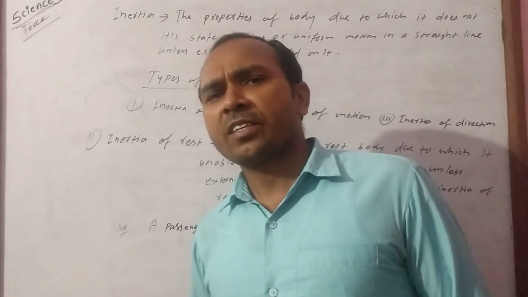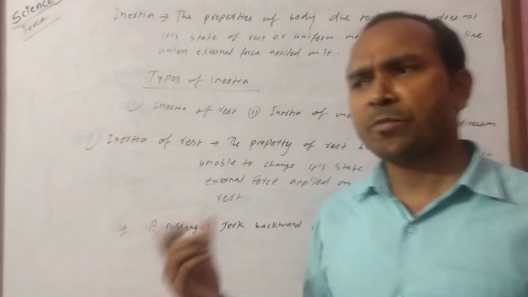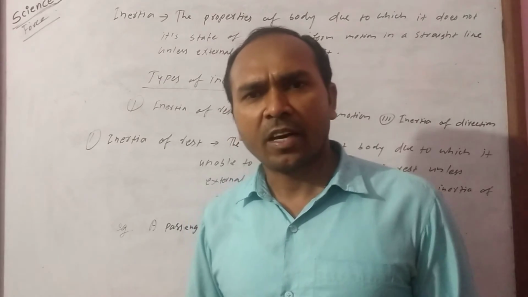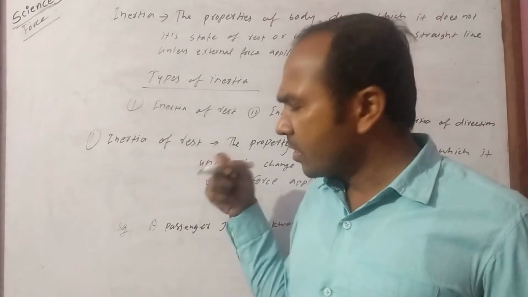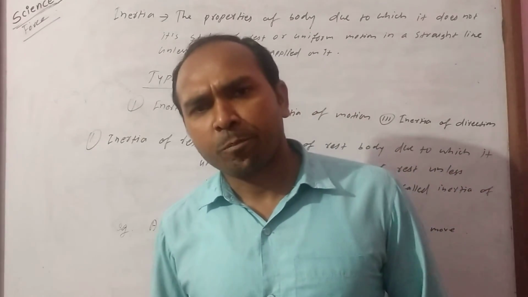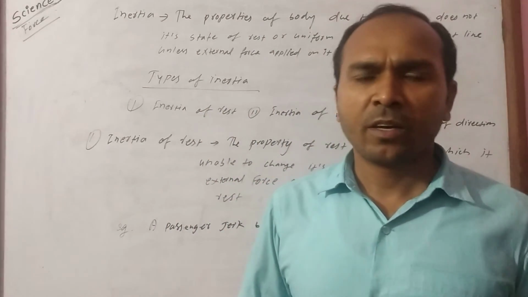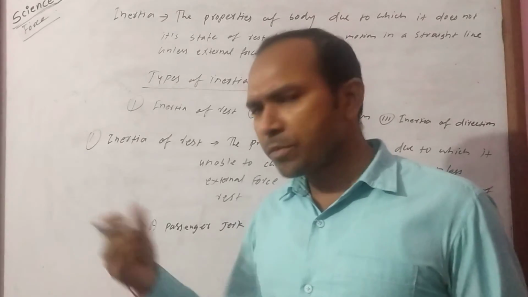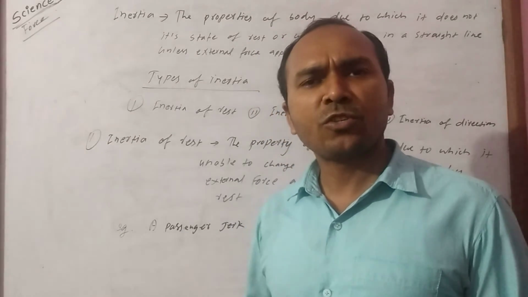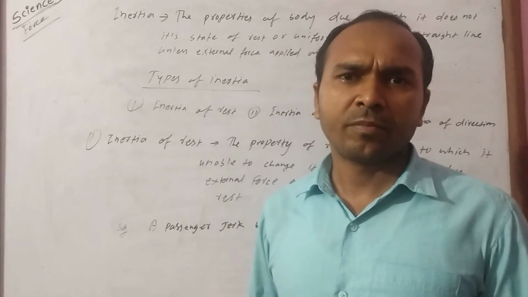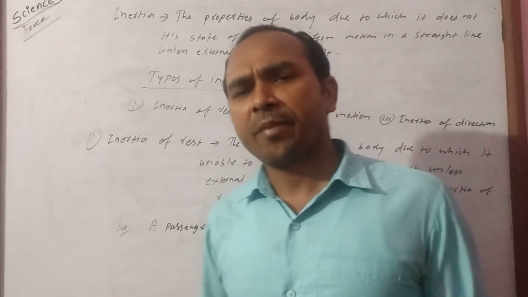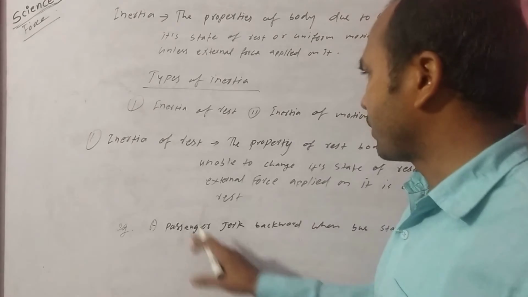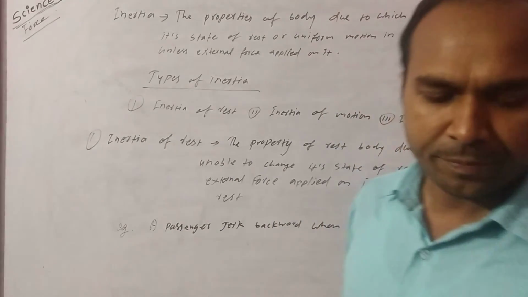Okay. Another example: the dust particles are removed from a blanket when we beat it with a stick. When we beat a blanket with a stick, the blanket comes in motion, while the dust particles tend to remain in a state of rest, and due to inertia of rest, they fall down. There are various examples on the basis of inertia of rest. Okay.